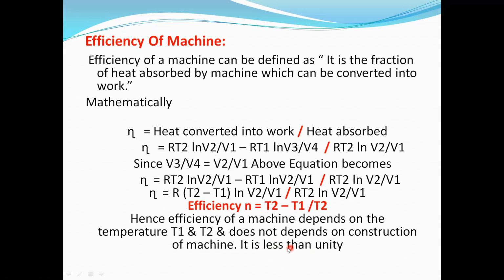So this is about the efficiency. Very simple. The definition is that it is the fraction of heat absorbed by a machine which can be converted into work. So efficiency is equal to heat converted into work divided by heat absorbed. Put the values and solve. Finally, we get that efficiency is equal to T2 minus T1 divided by T2, where T2 is the final temperature, T1 is the initial temperature, and this value of efficiency is always less than unity. It is always less than 1. Okay, next.